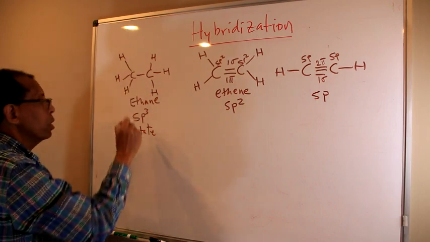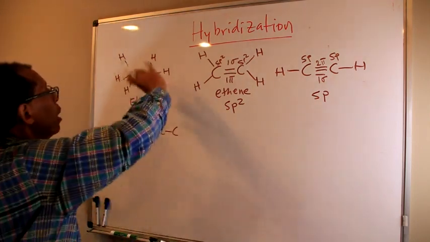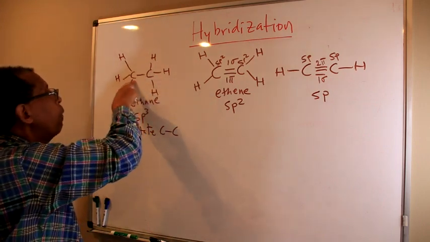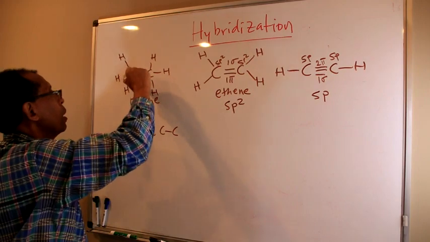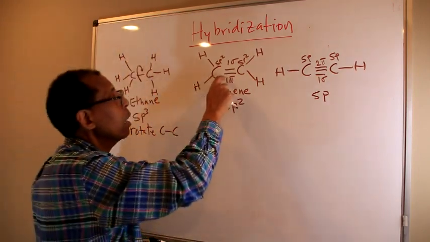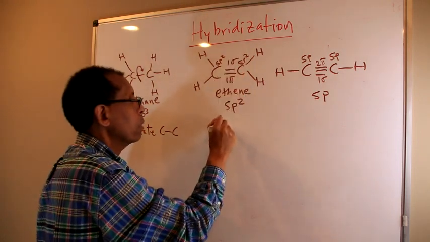So there is rotation across the carbon-carbon bond. The carbon-carbon bond can just rotate. If you just hold this one, this can rotate. So the rotation is possible. Here the carbon-carbon double bond, unless you break it, doesn't rotate.